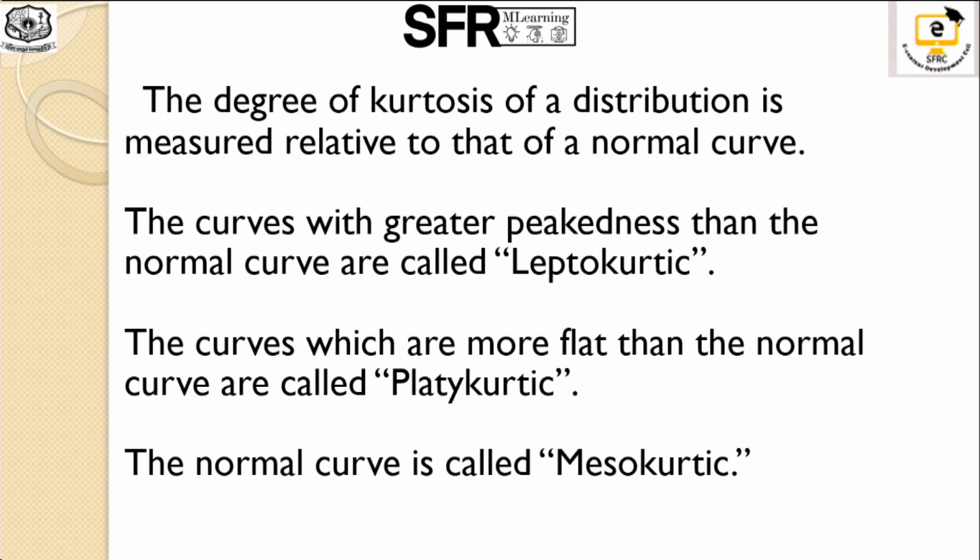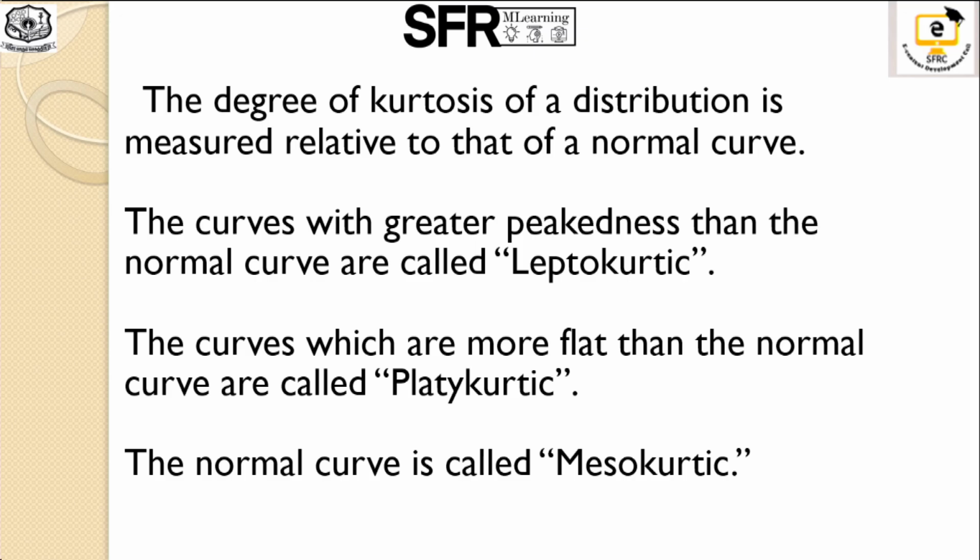If the curve has greater peakedness than the normal curve, it is named leptokurtic. The next curve is more flat than the normal curve. In this situation, the curve is named platykurtic. Then the last one is the same as the normal curve. It is known as mesokurtic.